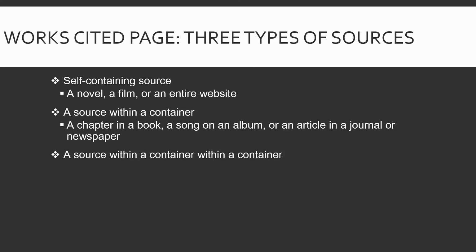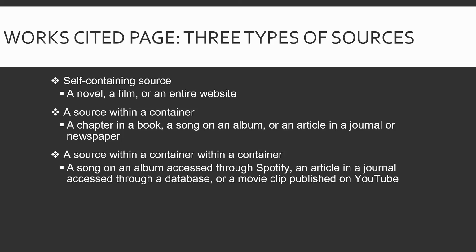The last type is a source within a container within a container. As mentioned earlier, some sources have more than one container. These sources include a song on an album accessed from a third party such as Spotify, an article in a journal accessed through a database, or a movie clip or television episode published on YouTube. Let's take a look at an example of each of these source types.